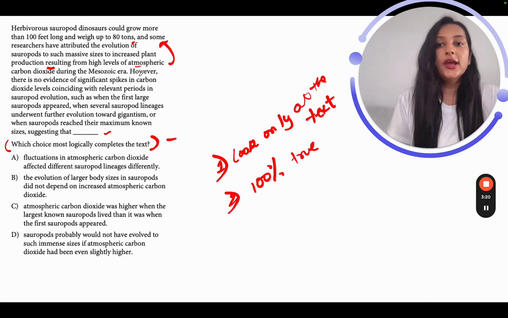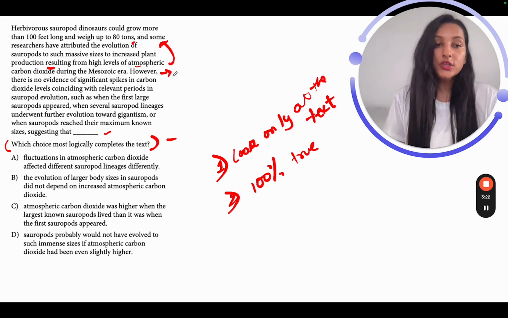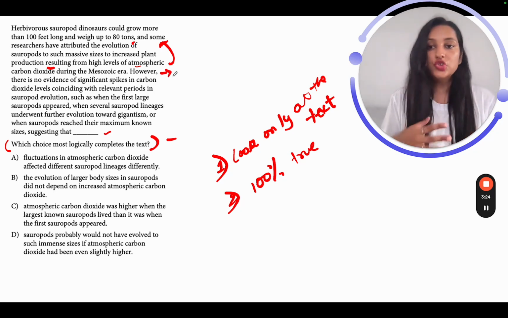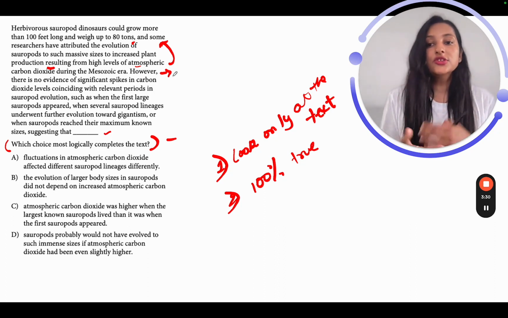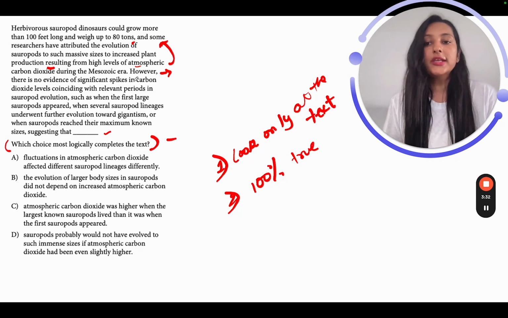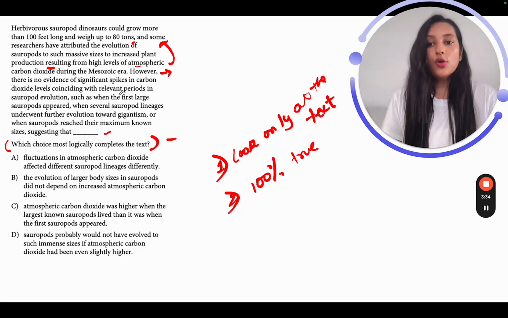Now let's read ahead. However, so be careful of these words while you're reading the text. So something is going to change. Something contradictory is going to be given to you. Now what is it saying? However, there is no evidence of significant spikes in carbon dioxide levels coinciding with relevant periods in S evolution.